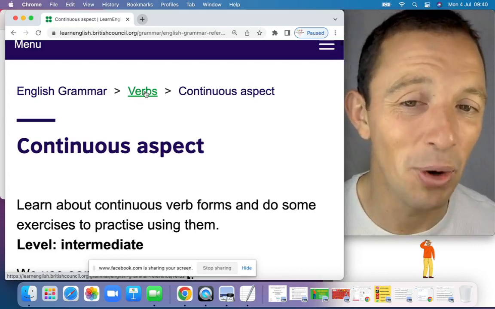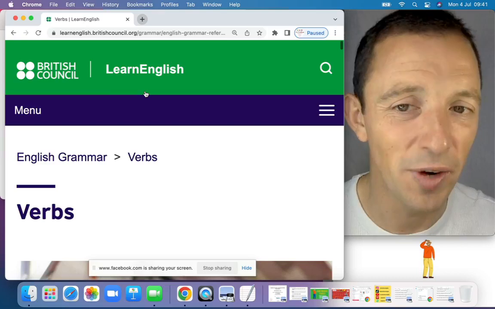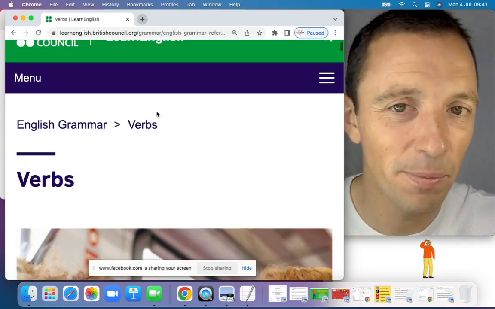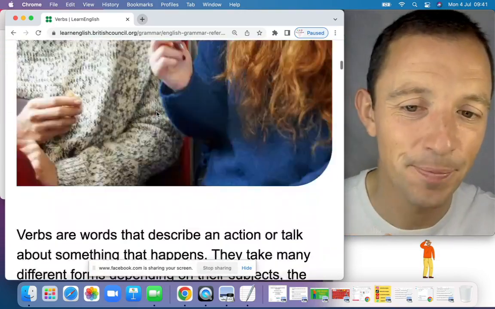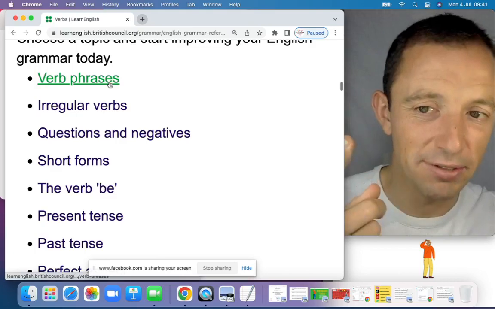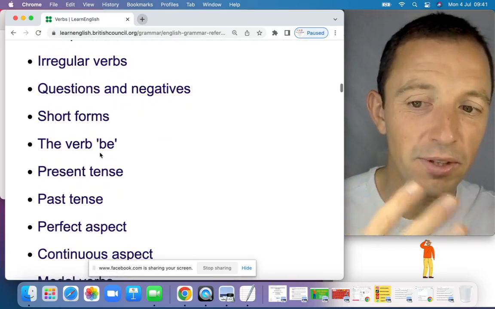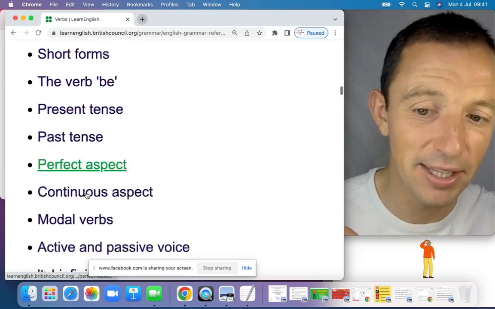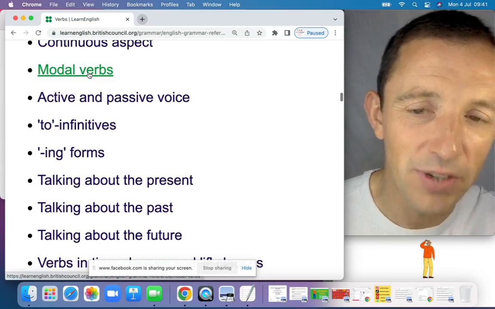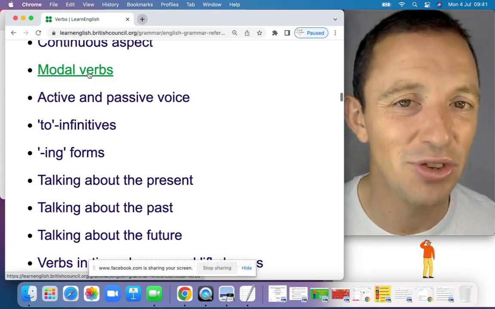Boring, yes. Grammar sometimes is boring, but it's necessary, I think, to follow the criteria, to follow the curriculum. And the curriculum here on the British Council Grammar Learn English page is here. And already previously we have studied verb phrases, irregular verbs, questions and negatives, short forms, the verb to be, the present, the past, the perfect, and today it was the continuous. Tomorrow we continue with the modal verbs explanation, and this will be very interesting.